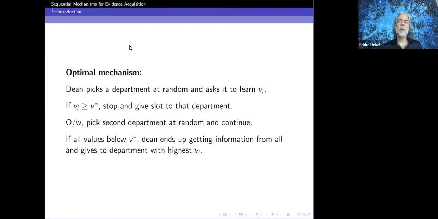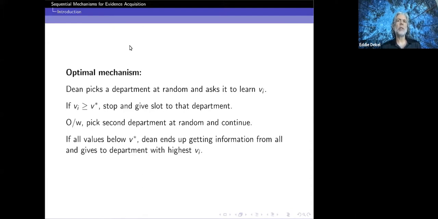What is optimal? The dean's going to pick a department. In the symmetric case, the dean's going to be picking a department at random and asking it to learn and provide evidence of its VI. There's going to be a threshold V star, which is constant. If VI is greater than that threshold, the department gets the slot and we're done.